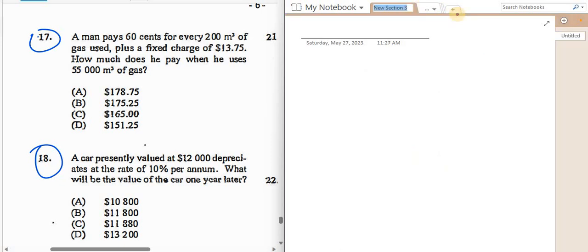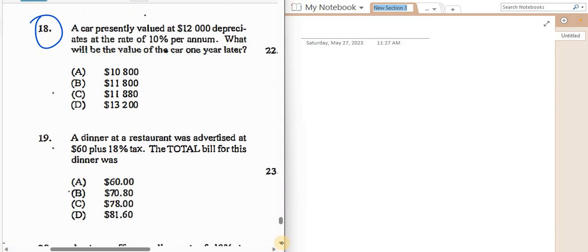Alright. The next one. A car presently valued at 12,000. What's the answer for this one? Okay. So what we can do, a car presently valued at 12,000 depreciates at a rate of 10% per annum. So the cost is 12,000, and it loses a value of 10% every year, right? Let's multiply by 10%.